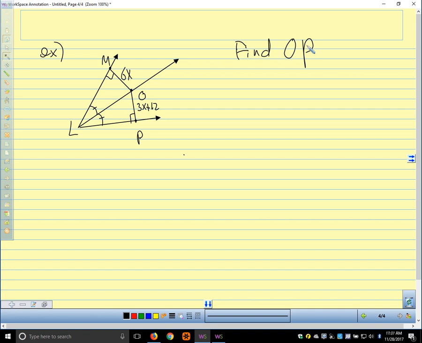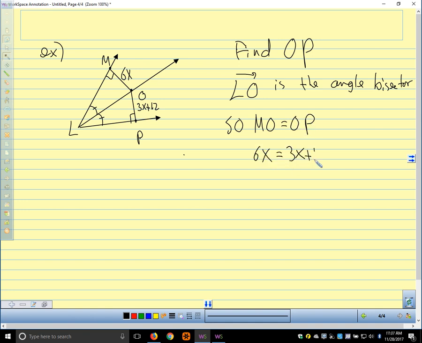So before we added any other information, we figured out that ray LO is the angle bisector. From the information that we're given, just the fact that those two angles are congruent tells us that that's the angle bisector. And these segments are perpendicular. So what do we know about these two distances? They have to be the same distance from the side of the angle. So MO has to equal OP, and 6x has to equal 3x plus 12.